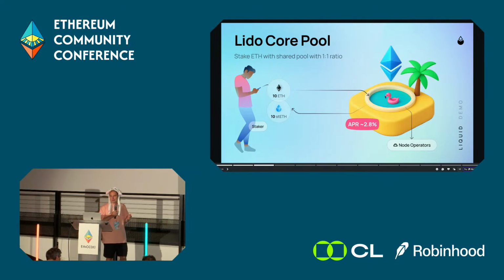Let's start with the current version of the protocol, Lido V2. You can see a staker can stake ETH, 10 or whatever they want, to the shared pool and get some stETH in return. This ETH is delegated to node operators, and the stETH accrues rewards in the wallet if the node operator is doing well.